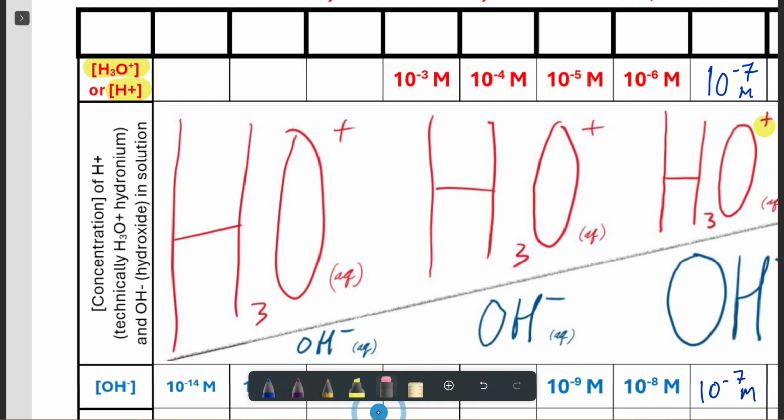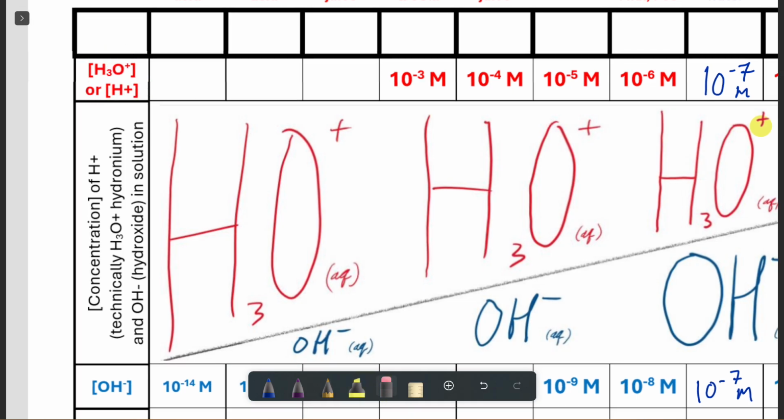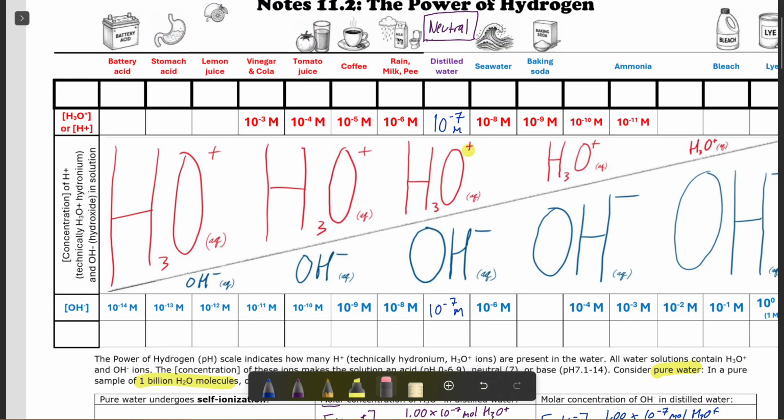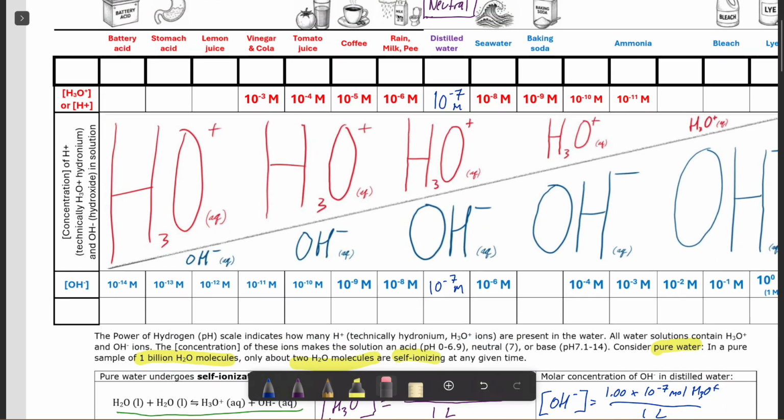So I'm teaching you hydronium right now, but on the back page, we're going to use a lot of the H plus, and that's just kind of how it is. So when I talk about H plus, just think about technically that's hydronium.